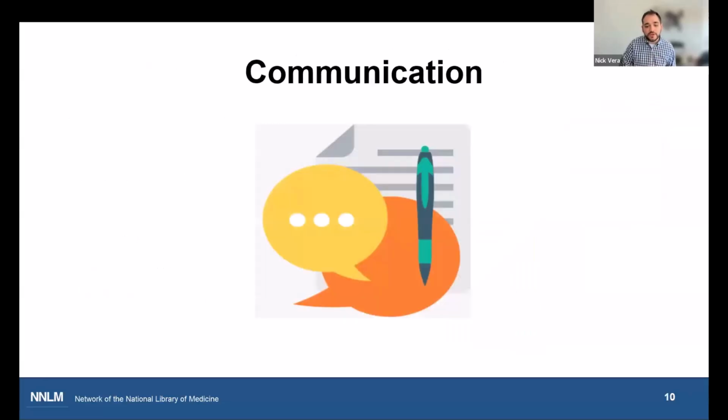So next, let's move on to communication. Effective communication is a building block for other parts of our health literacy definition that we talked about earlier. When health information is not successfully communicated by receiver or provider, it hinders the ability to understand, process, and use the information to make informed decisions about health.